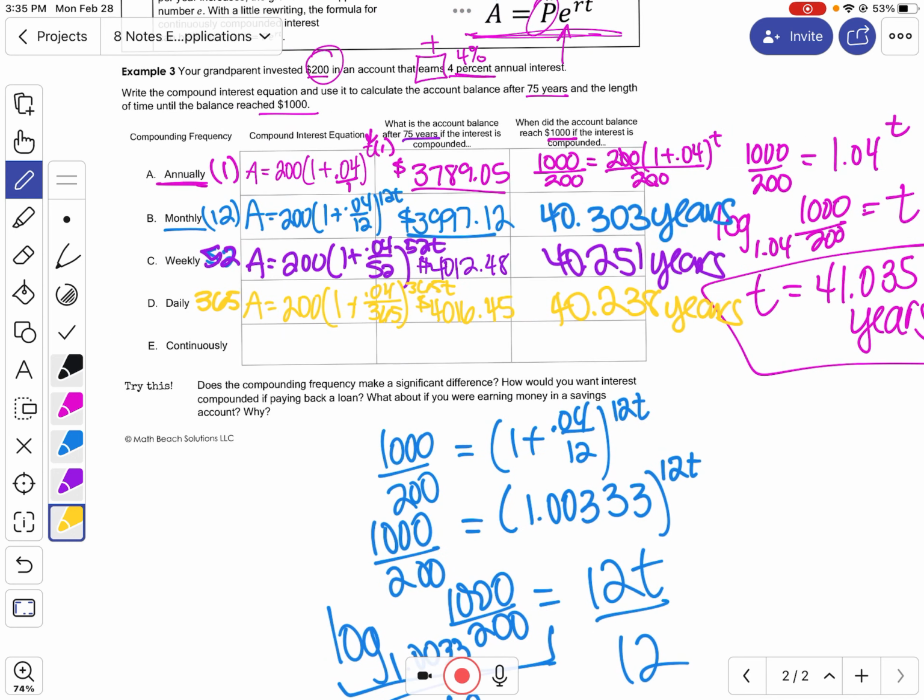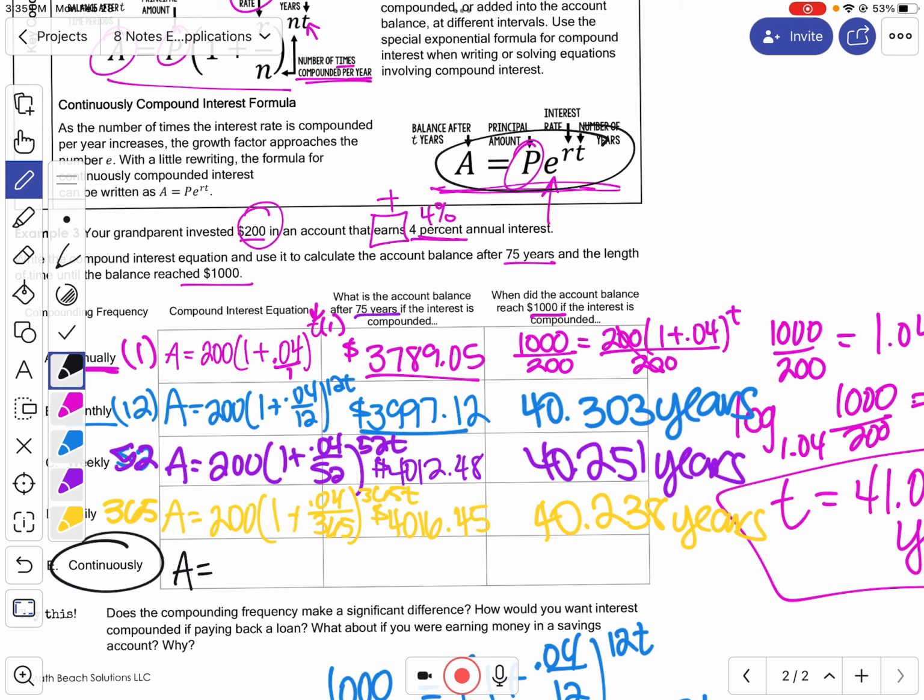And then continuously, that's this formula that you will use. So that one you should have A equals, the starting amount is 200, e. Remember e is a number, so just write e and you'll use the e button on the calculator. The rate is 0.04 and then t. We're replacing the t with 75. You should get $4,017.11.